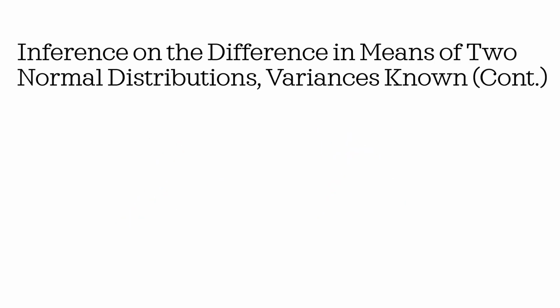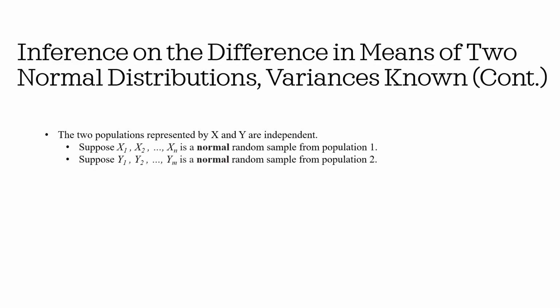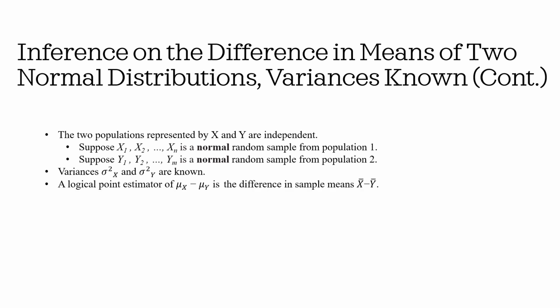Everything we discussed is summarized here. We have two independent populations represented by x and y, creating two independent random samples, one from each of these populations. And we are assuming the variances of these populations are known. We can assume that, as sample mean is a very good, even the best, point estimator for population mean, the difference in sample means, x bar minus y bar, would be our best point estimator for the difference in population means, mu x minus mu y.